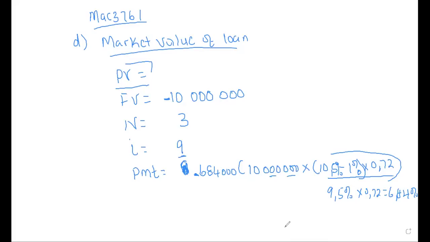Why do you divide by 100 after that? You don't have to divide. We shouldn't be taking too much time on this calculation. This is straightforward. No, we have to divide by 100 because it's a percentage. What you do is you get 6.84% and you just punch it straight. 6.84% times 10 million will give you the figure of PMT.